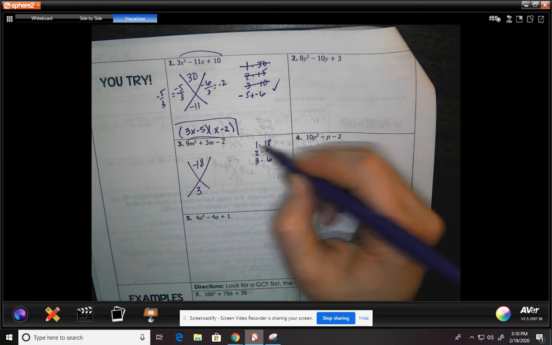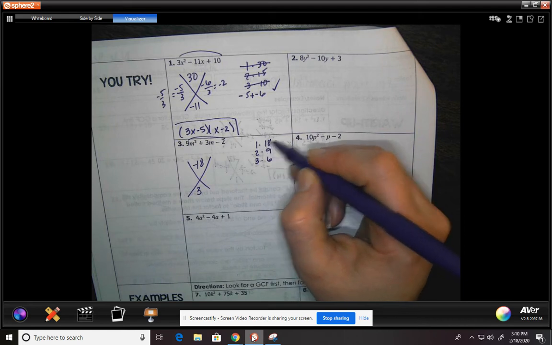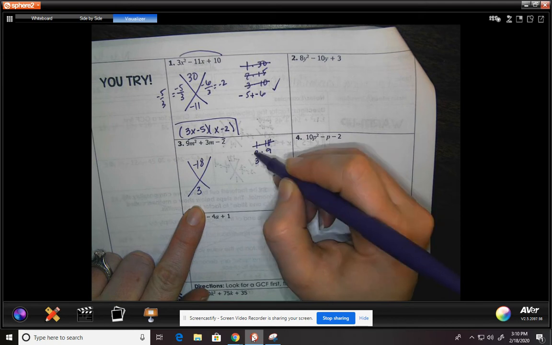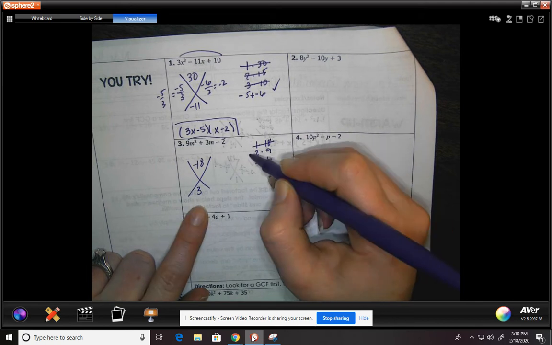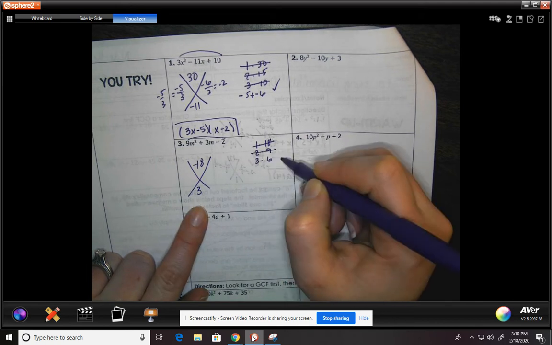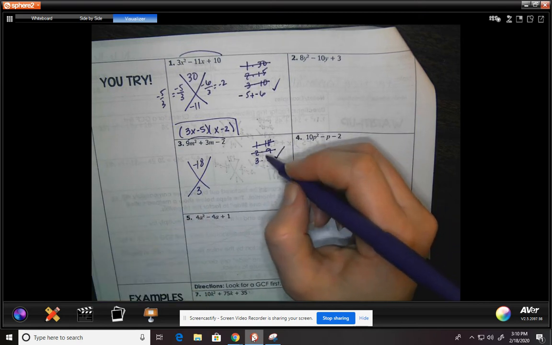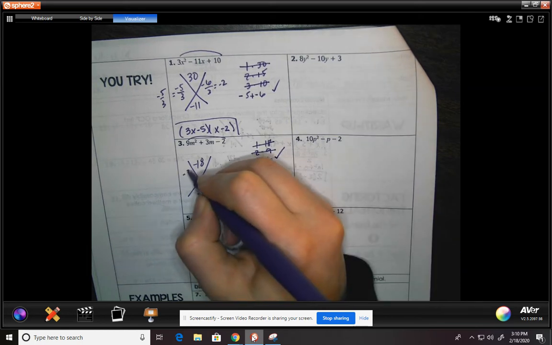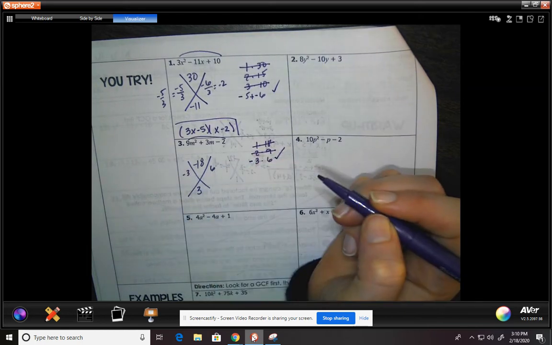Okay, if I add, this would add to 19, subtract to 17, not my number. This would add to 11, subtract to 7. This would add to 9, subtract to 3. So since I want it to be a positive 3, I need to do 6 minus 3. So I would put a negative 3 and a 6.